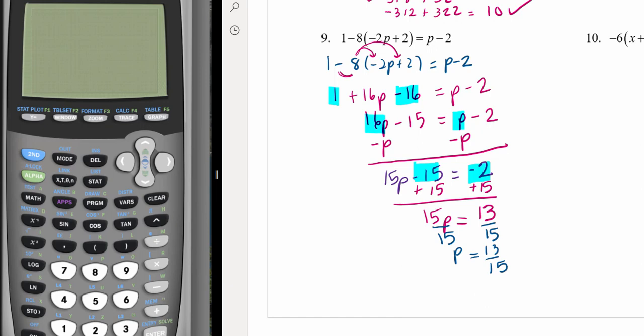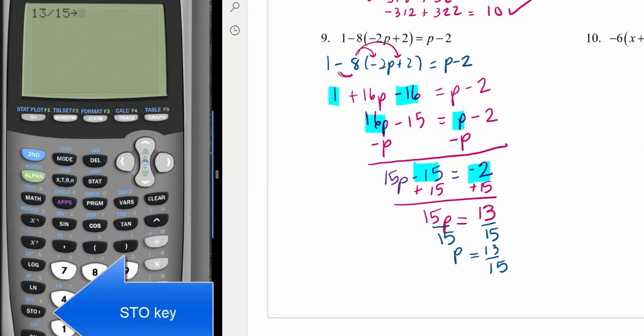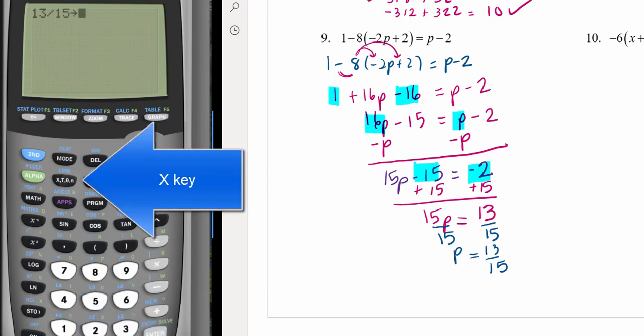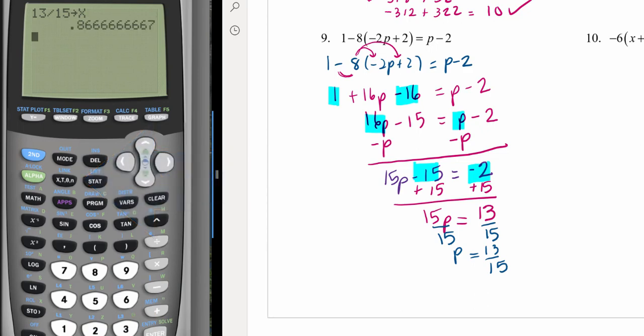So what we do first is we go ahead and put in our answer, which is 13 divided by 15. Then we hit the store key here and we store it into the variable x, which is up here. And then you hit enter. It's going to give you this decimal. Leave it alone. It's just telling you that you've stored your value into x.